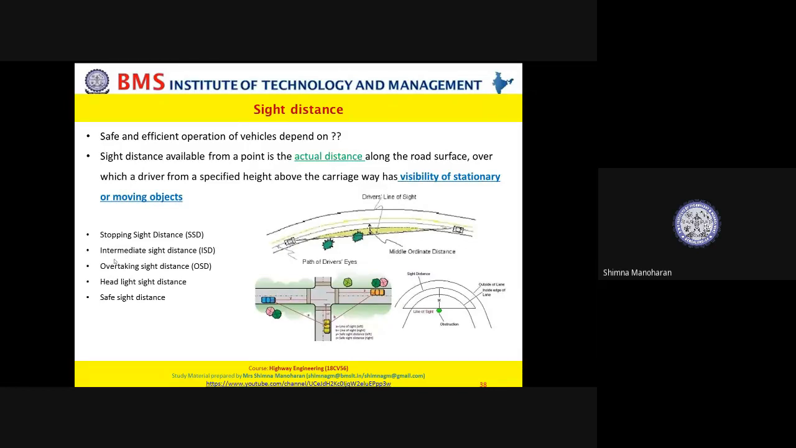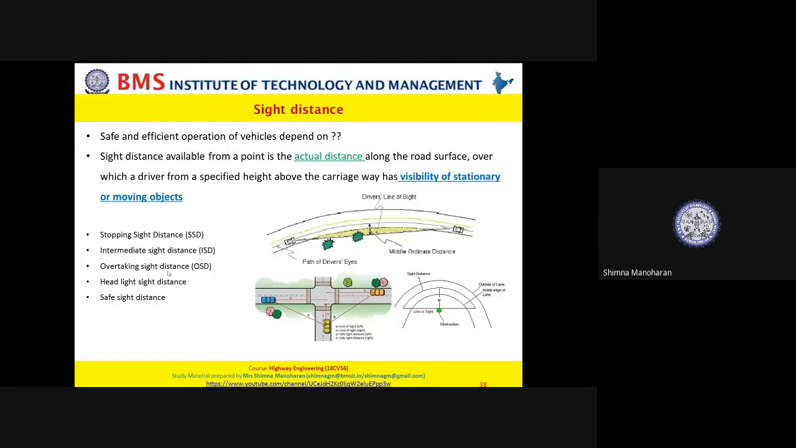Intermediate sight distance: whenever the stopping sight distance is not available for a two-lane road, intermediate sight distance will be provided. Intermediate sight distance is actually twice the stopping sight distance. We will see in detail when we discuss numericals. This is usually provided when overtaking sight distance is not possible to provide. When a vehicle has to overtake, it should be a two-lane road. If there is no sufficient space to provide overtaking sight distance, intermediate sight distance will be provided, and it will be twice the stopping sight distance.